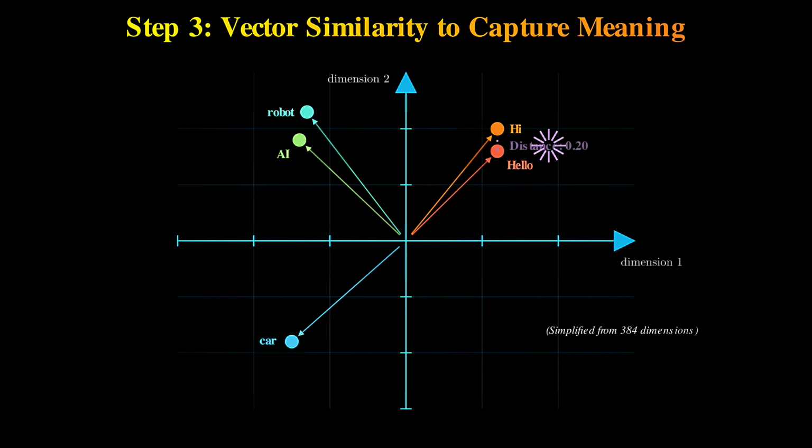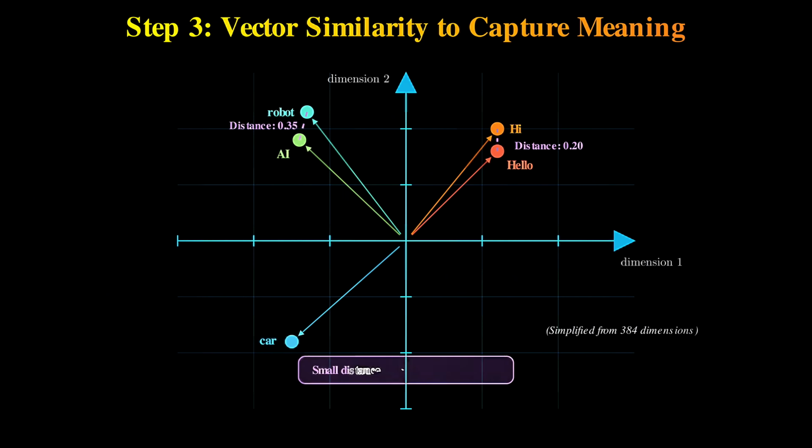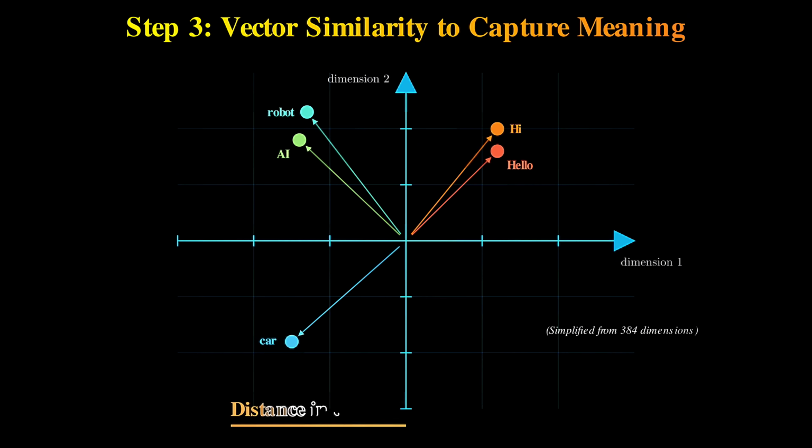Notice the distances. Hello and hi are only 0.20 apart, very close. AI and robot are just 0.35 apart. Small distance means similar meanings. The model has learned that these words are related by placing them near each other in vector space. Now look at hello and car. They're 2.15 apart, a much larger distance. Large distance means different meanings. The model knows these words have nothing in common. This is the key insight. Distance in vector space equals semantic similarity. The closer two words are, the more related their meanings.